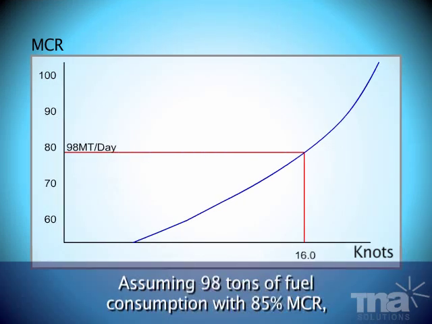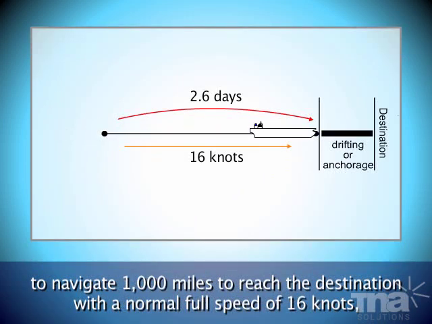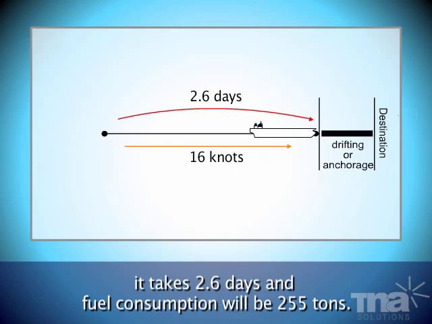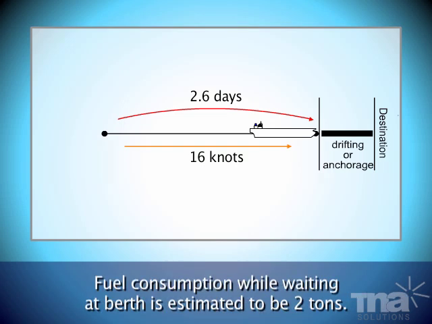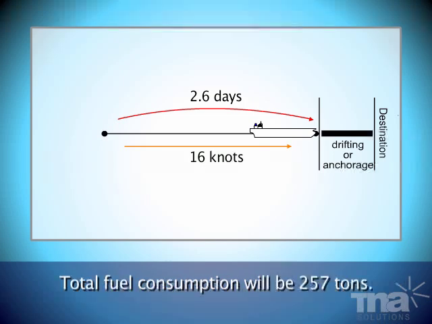Assuming 98 tons of fuel consumption with 85% MCR, to navigate 1,000 miles to reach the destination with a normal full speed of 16 knots, it takes 2.6 days, and fuel consumption will be 255 tons. Fuel consumption while waiting at berth is estimated to be 2 tons. Total fuel consumption will be 257 tons.